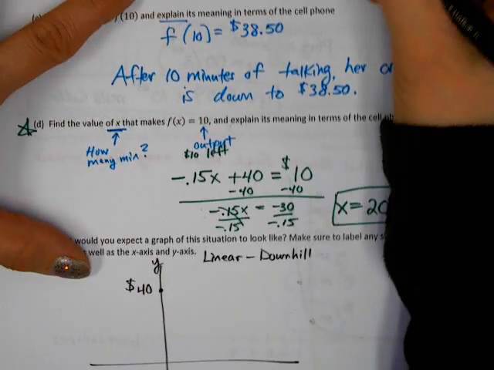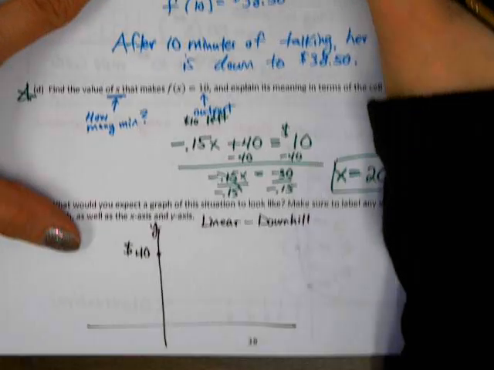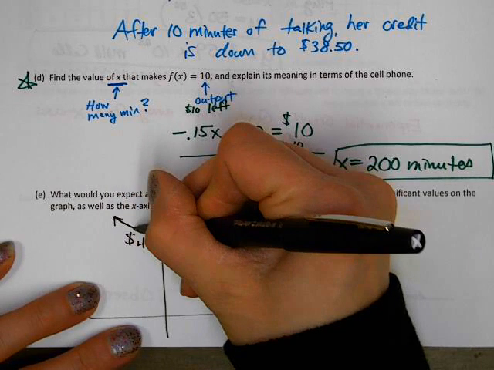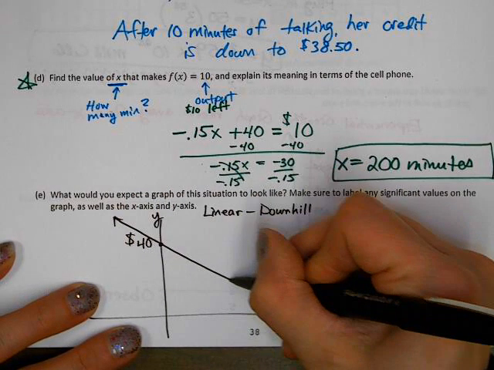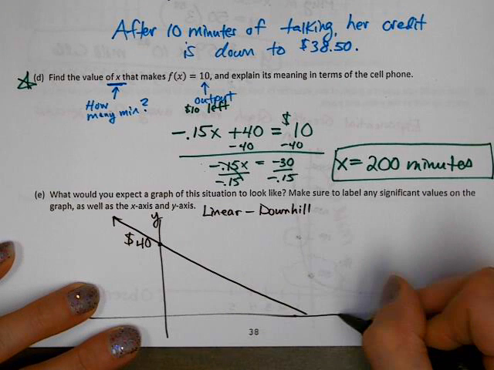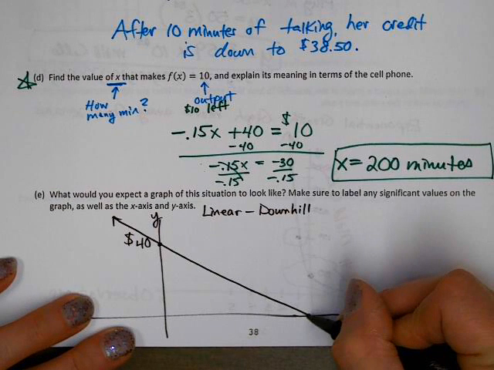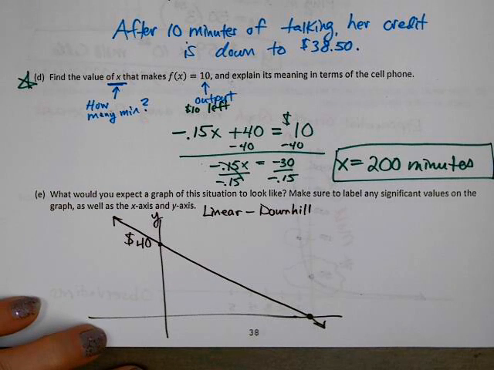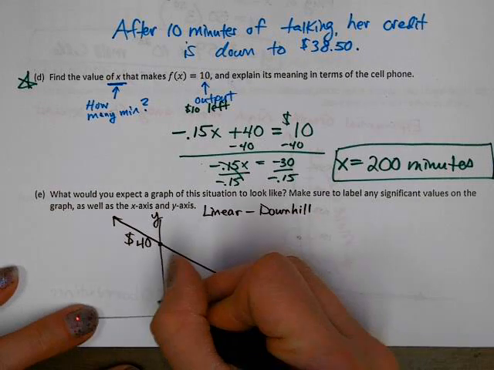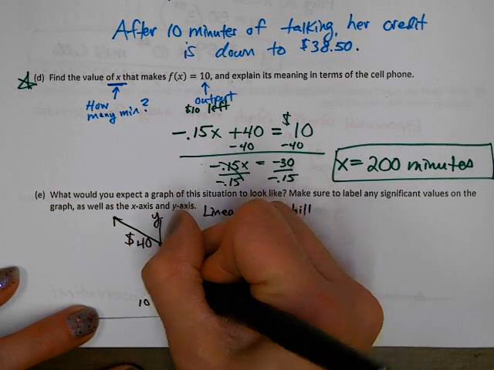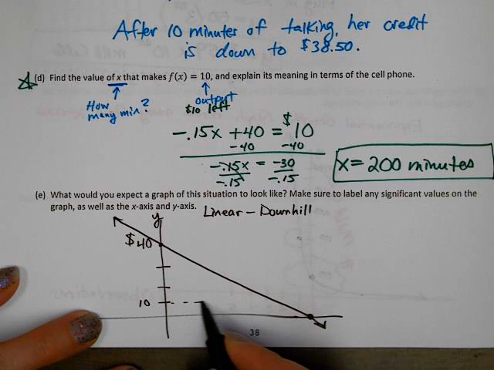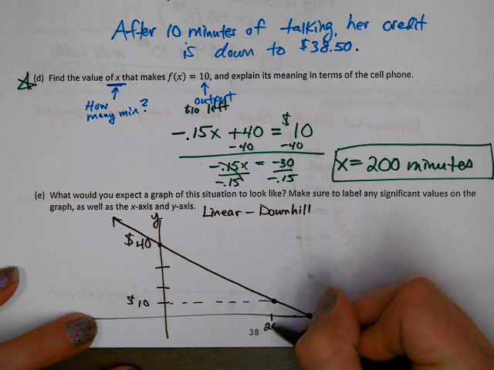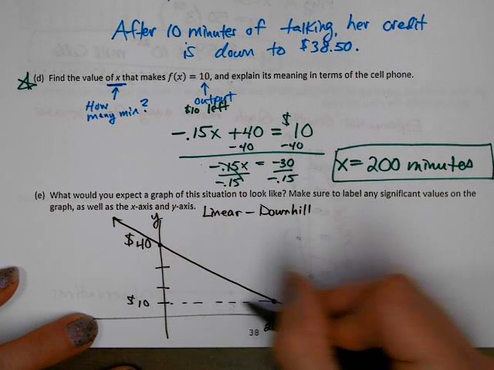And we have a negative slope. Okay, so we're going to have the line going downhill. $40 goes down, down, down, down, down like this. And then eventually she's going to have $0. Right? This is $10, $20, $30, $40. At 10, let's see, right here. After 200 minutes of talking, she had $10 left.